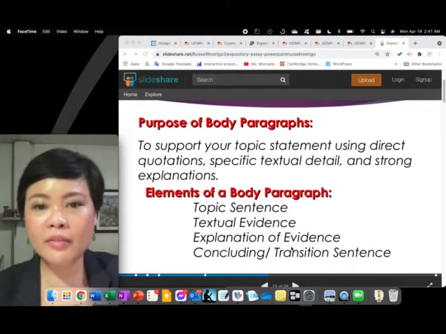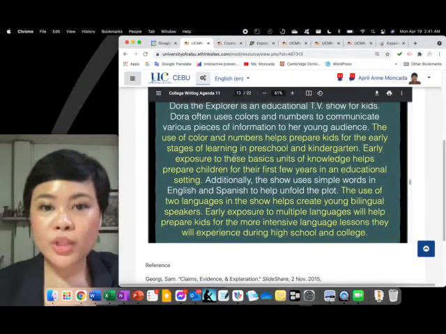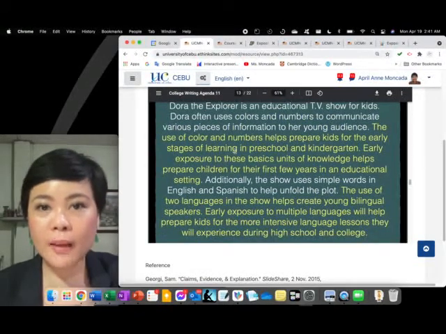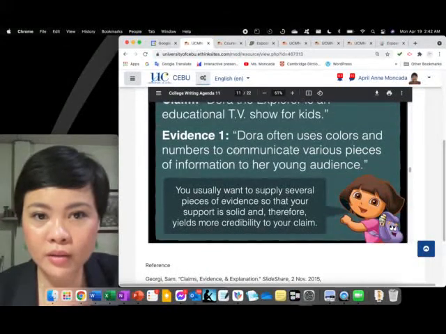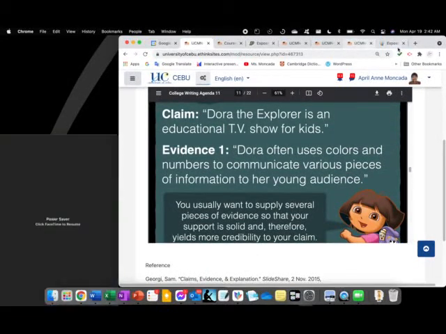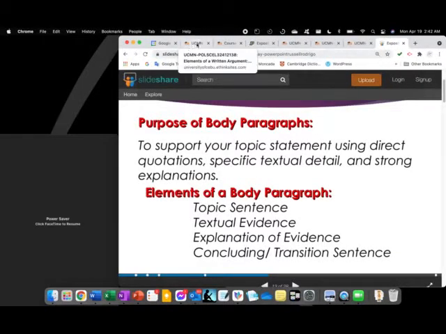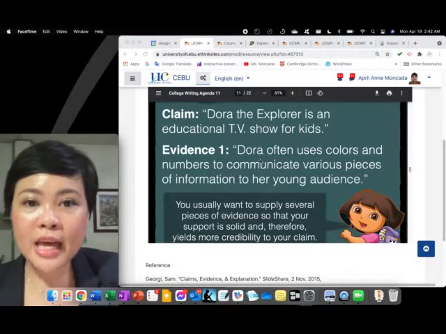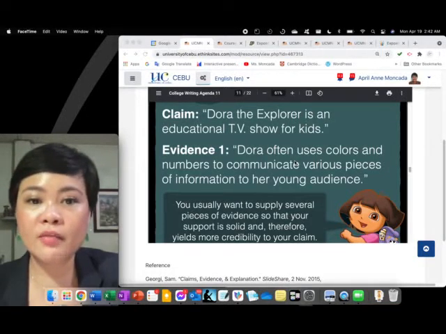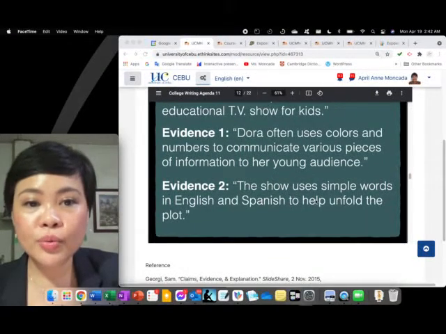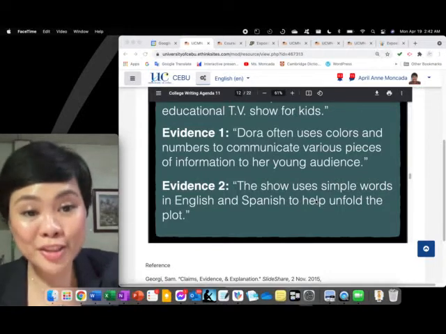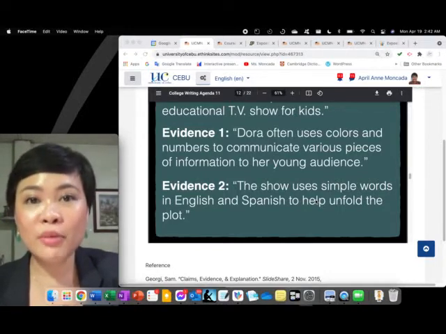Let me give you a sample paragraph that contains the elements of a body paragraph, okay? This is actually about written arguments, all right? Let's start with the first slide about this particular sample. We start with the claim. The claim is equivalent to the topic sentence. So you have here, Dora the Explorer is an educational TV show for kids. And you have evidence one, that Dora often uses colors and numbers to communicate various pieces of information to her young audience. And there are actually two evidence here. You have evidence two, that the show uses simple words in English and Spanish to help unfold the plot.